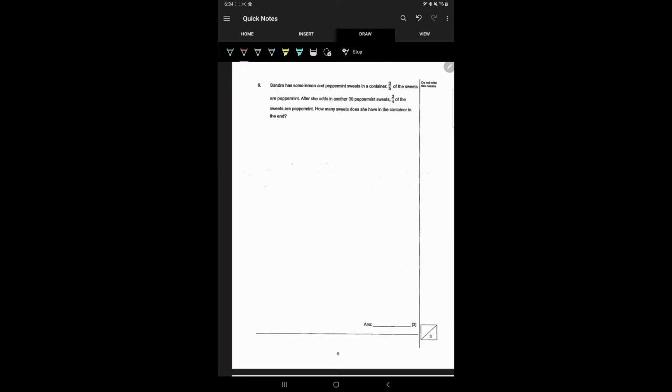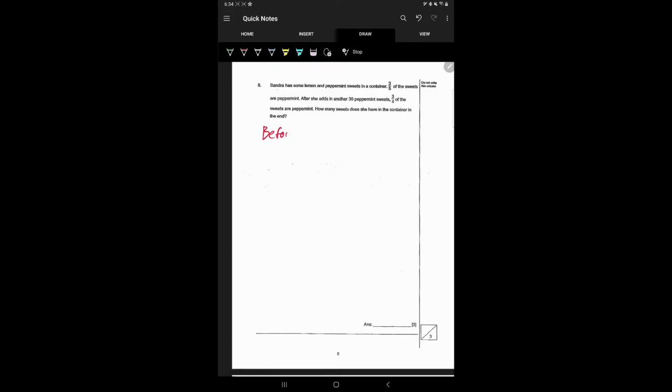So question number 8. Sandra has some lemon and peppermint sweets in a container. Tell you that 3 out of 5 of the sweets are peppermint. After she adds in another 30 peppermint sweets, 3 out of 4 of the sweets are then peppermint. How many sweets does she have in the container in the end?